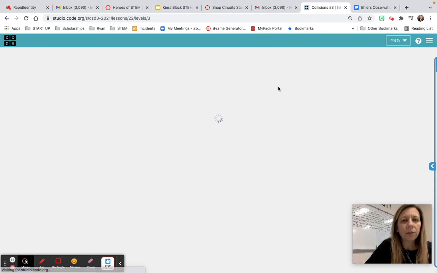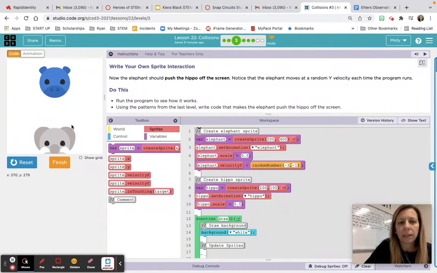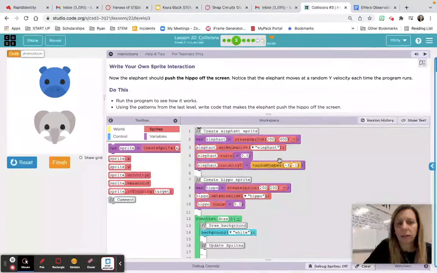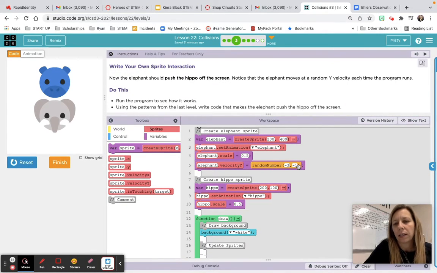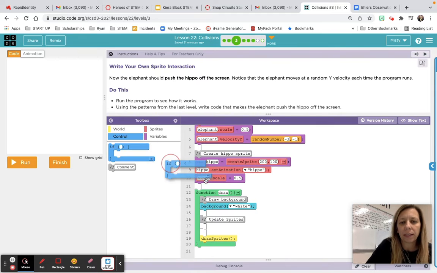In level 3, in lesson 22, we want the elephant to push the hippo off the screen. It says, notice that the elephant moves at a random y velocity each time the program runs. Sometimes the elephant goes at a velocity of -3, -2, -1, somewhere between there. We want the hippo to move off at the same velocity. So again, we're going to need an if statement.